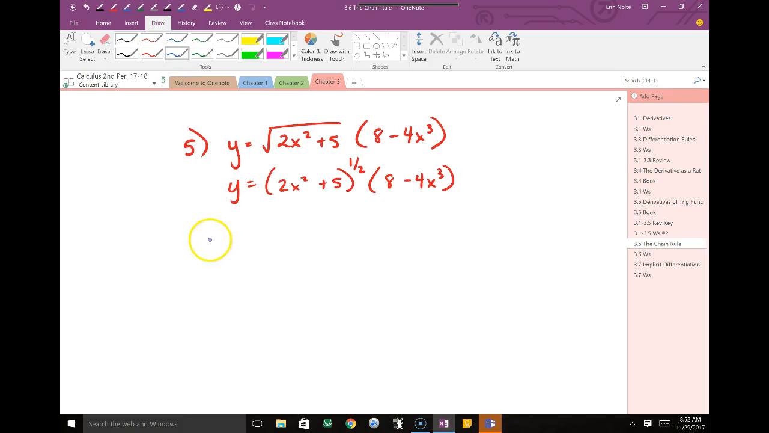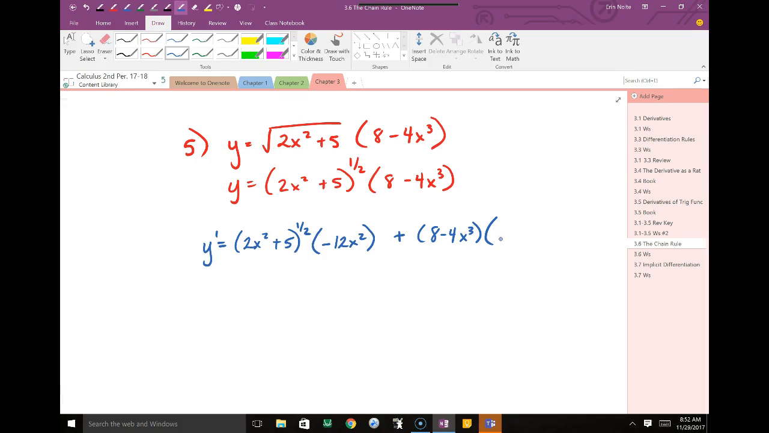All right, here we go. So we start with the first. What's my first quantity? I don't touch it, I just rewrite it. So 2x squared plus 5 to the 1/2. D second, what's the derivative of my second term? Negative 12x squared, plus my second.